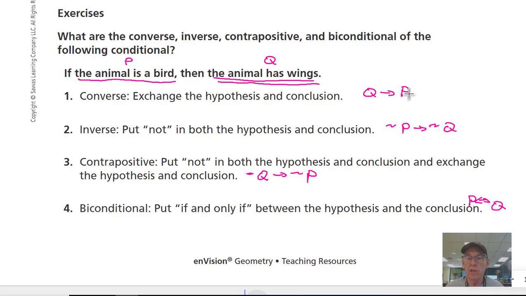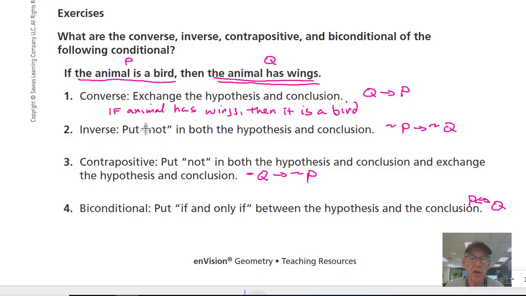So we want to rewrite this in these forms. So we want to write the converse of if an animal is a bird, then the animal has wings. So if an animal has wings, then the animal is a bird. So if animal has wings, then it's a bird. So the Q part has been written first after the if, and the P part has been written second after the then. So the Q and the P have been interchanged.